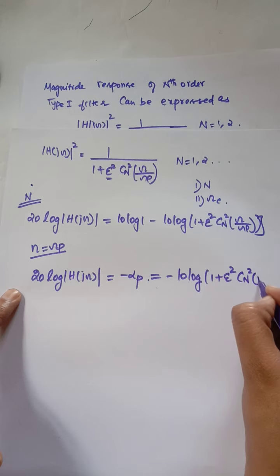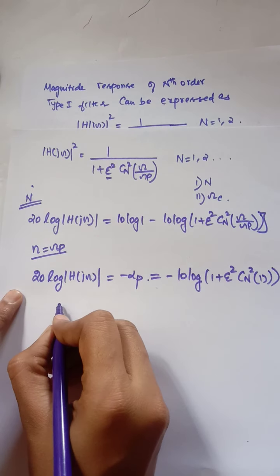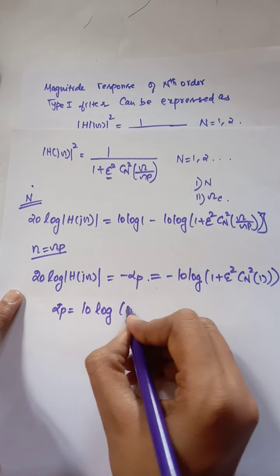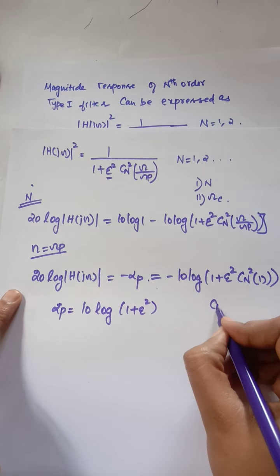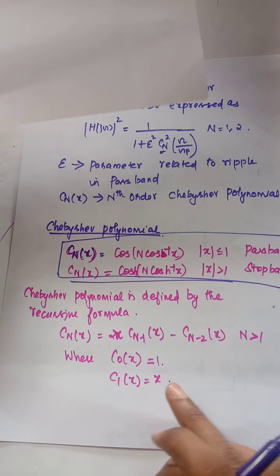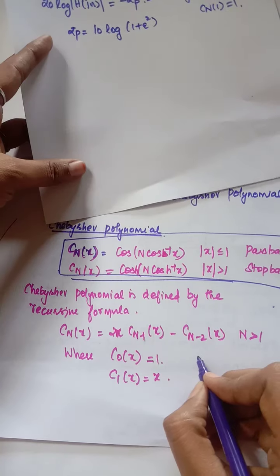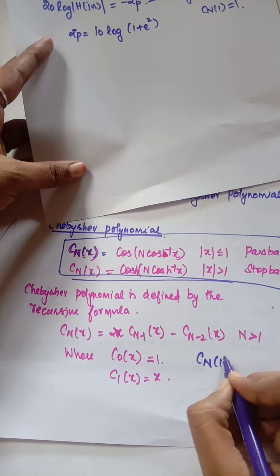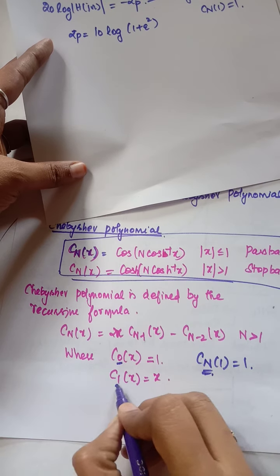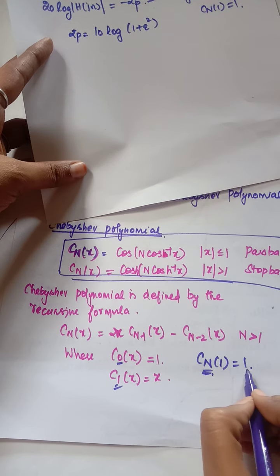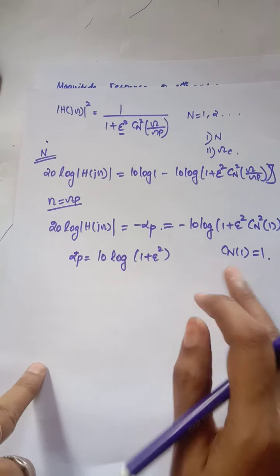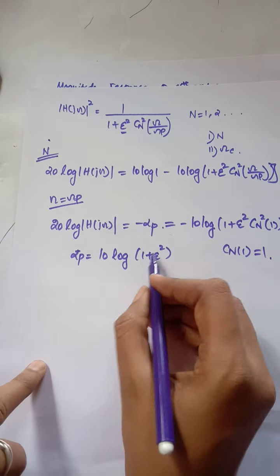So Cn²(1) you will get, and here αp = 10 log of (1 + ε²), where Cn(1) = 1. I forgot to mention that Cn(1) is equal to 1. Whatever the value of n, if x is 1, the value is 1. Now I am going to use Cn(1) = 1, so this will become 1.